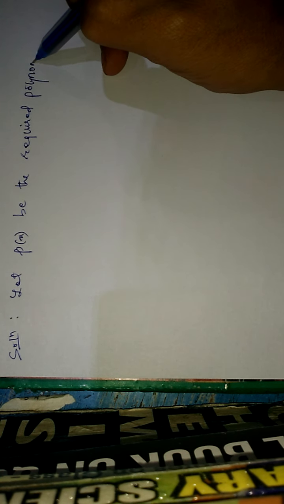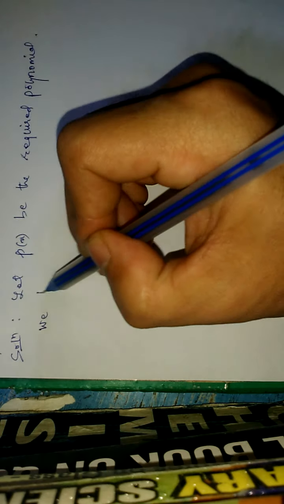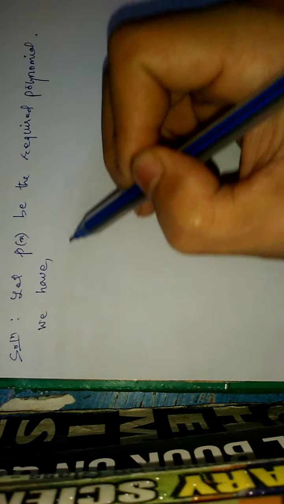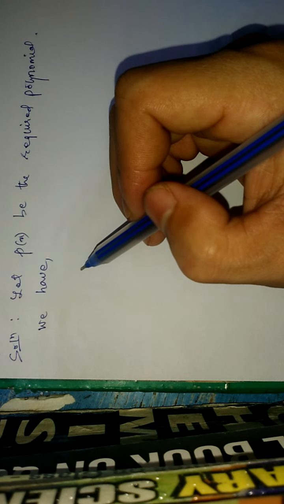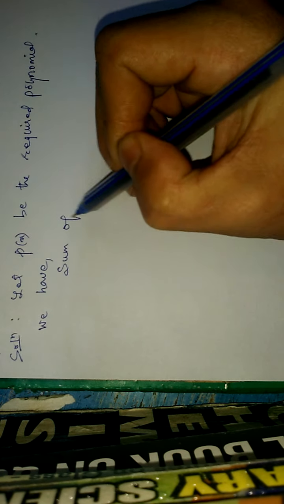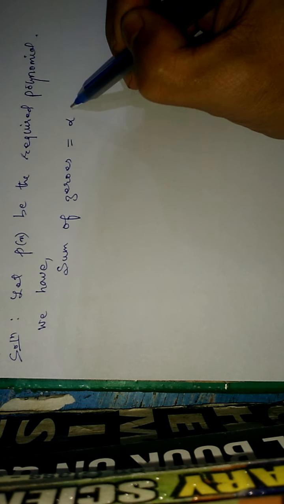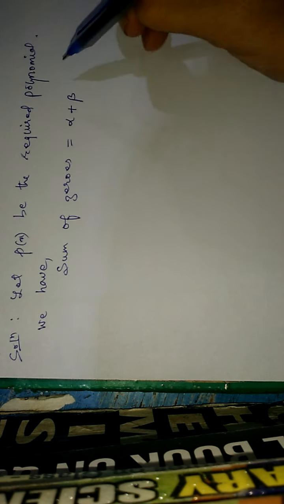So here we have sum of zeros. We are given the sum of zeros, alpha plus beta. Since it is the sum of the two values of x, alpha is the first value and beta is the second value. It will be alpha plus beta. That value is root 2.